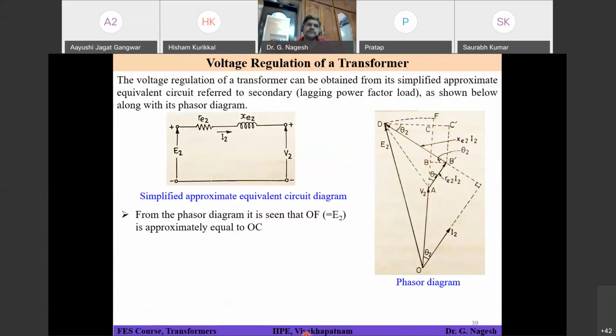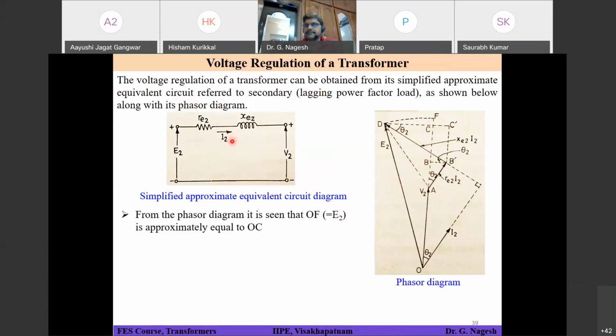Right. So now we will see how to calculate voltage regulation. We have already stated that it is because of resistance and leakage reactance present in your transformer. So obviously that difference we are going to calculate. The voltage regulation of a transformer can be obtained from its simplified approximate equivalent circuit referred to secondary. We have already seen what this circuit is.